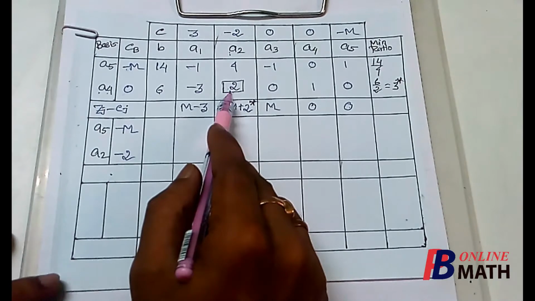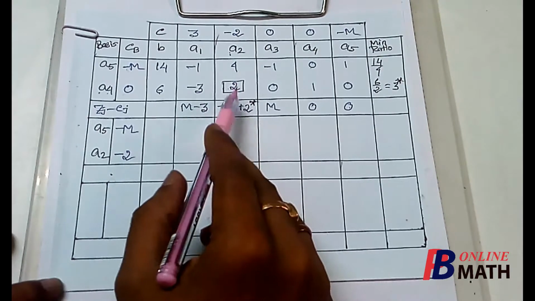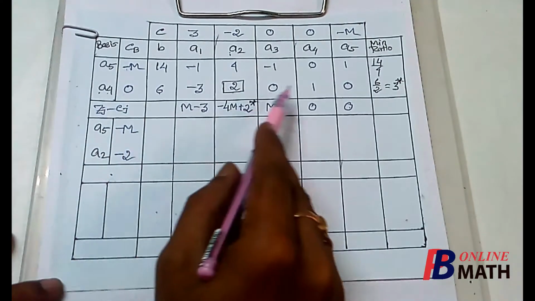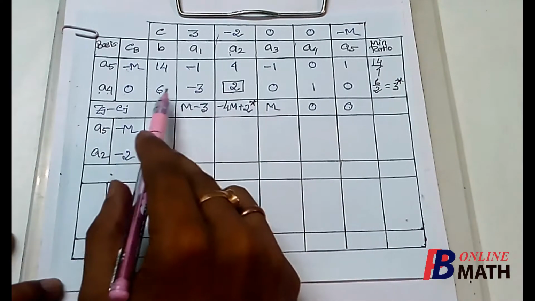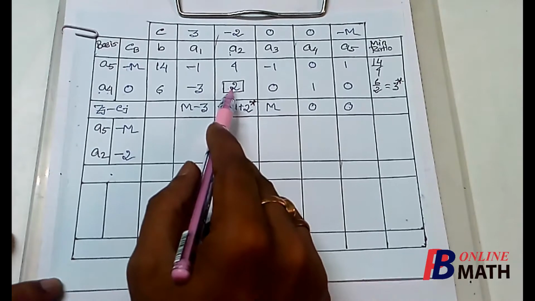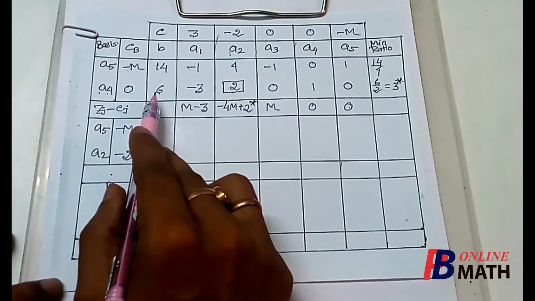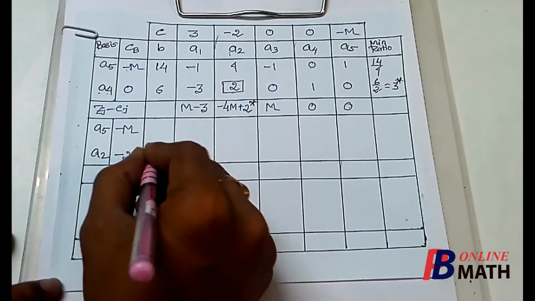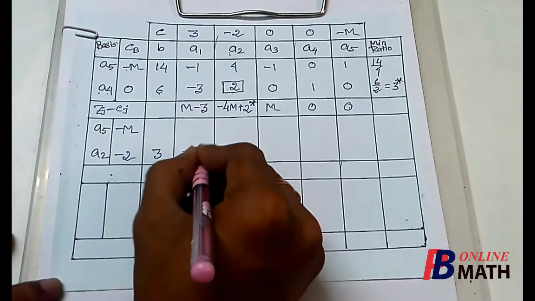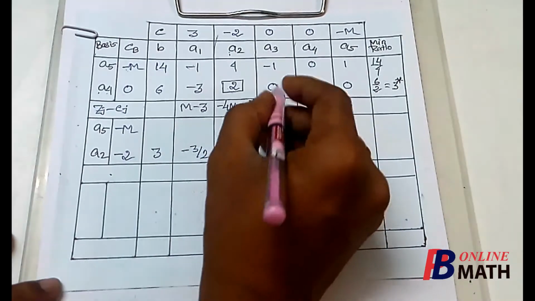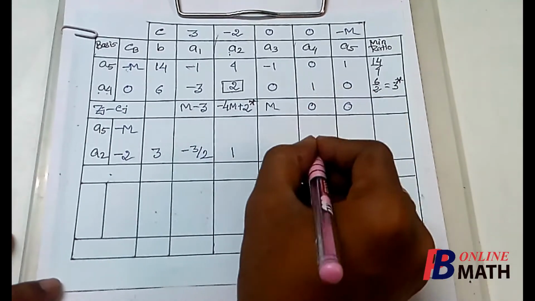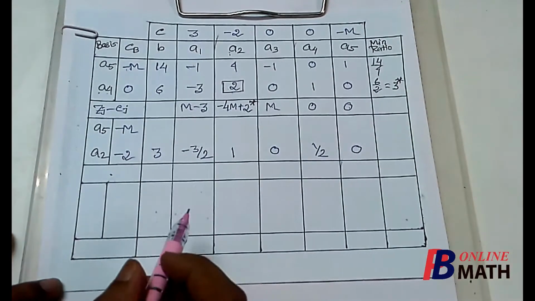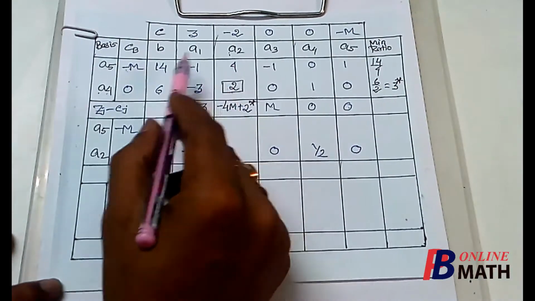We need to make this key element 1. For that we have to divide this entire row by 2. If we divide this entire row by 2, then this element will be 1. So let us divide this entire row by 2. Then it becomes 6 by 2, 3. It is minus 3 by 2. It is 1. It is 0 by 2, 0. It is 1 by 2. And it is 0.